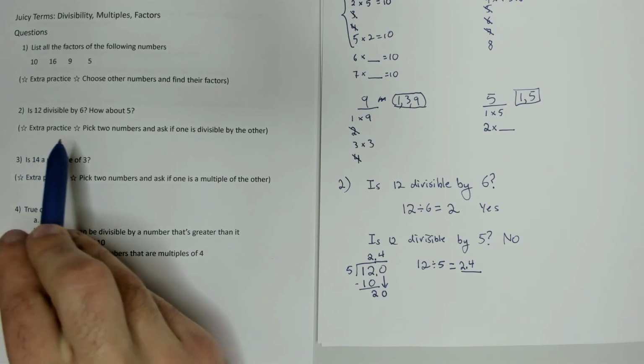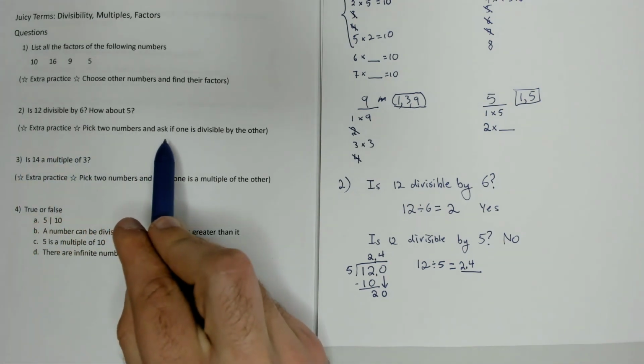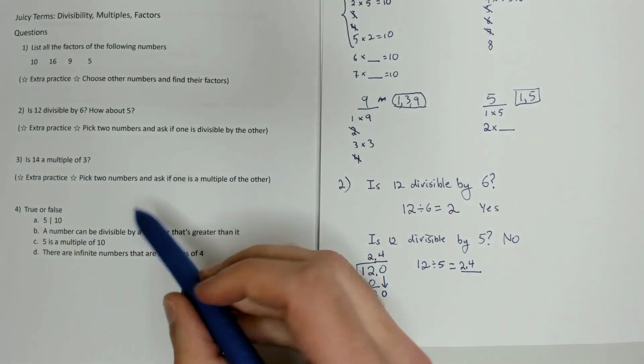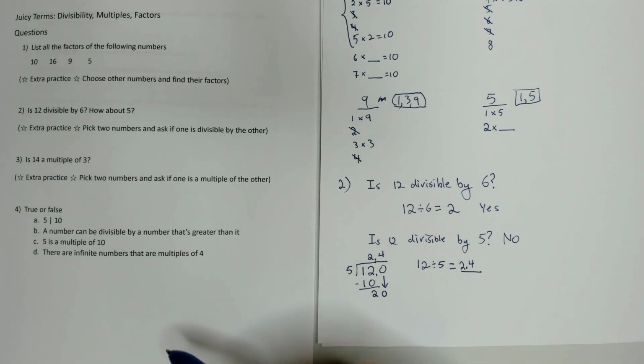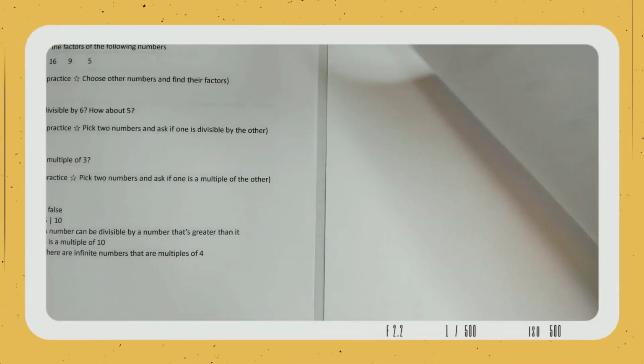And once again, for extra practice, just pick any two numbers and ask if one is divisible by the other. Is 7 divisible by 4? Is 19 divisible by 30, right? Just pick two numbers and say, is this divisible by the other? And then you can check to see. All right, next up, number 3.